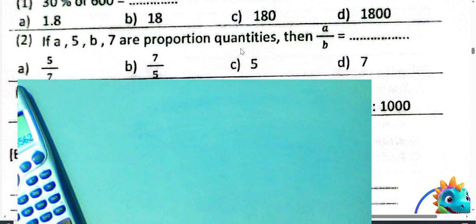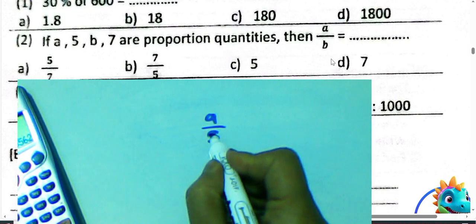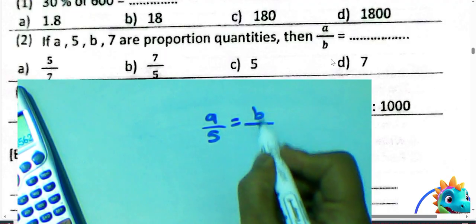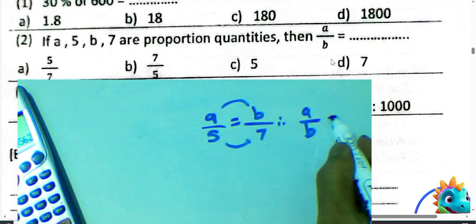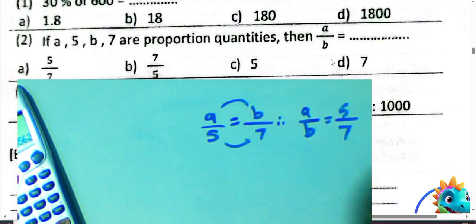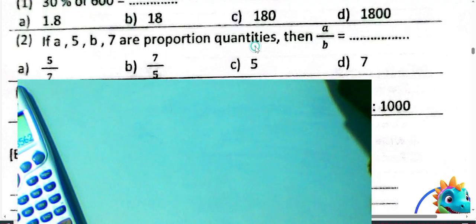Next question. If A and B are proportional quantities, then we can write the ratio between A over 5 equivalent to B over 7. And the ratio between A over B equal 5 over 7. Next question.